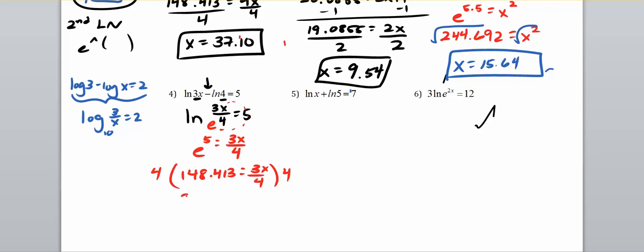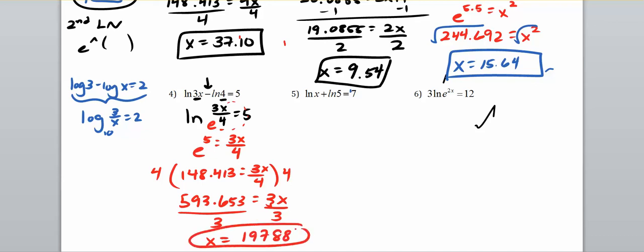I'm going to get 593.65, let's say 3. I'm still not solved for x yet. I've got to divide both sides by 3, and that's going to be my final answer. So take what's on your calculator, divide it by 3, round it to 2 decimal places. So I have 197.88. And there's my answer.